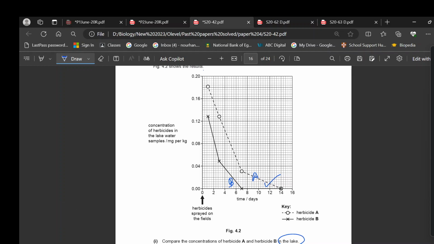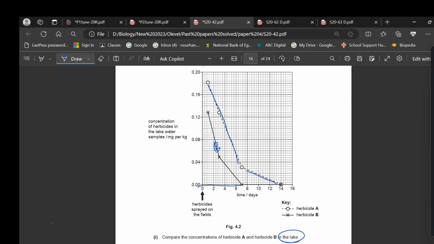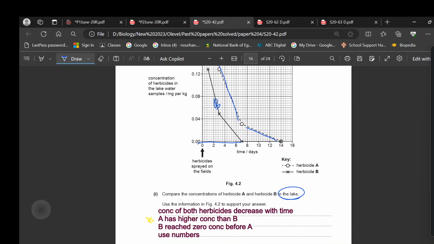Compare the concentration in the lake. How do I compare? Just observation. Both of them increase with time. Okay, that's the first point. B reaches 0 concentration before A. A is higher than B throughout the experiment.